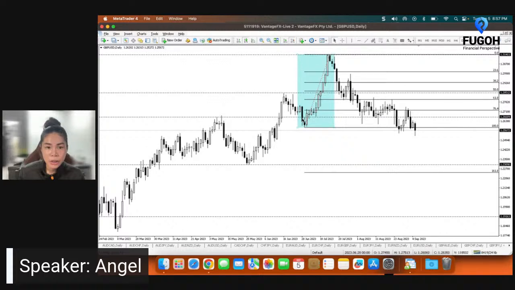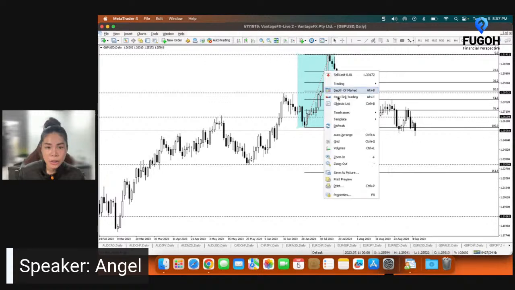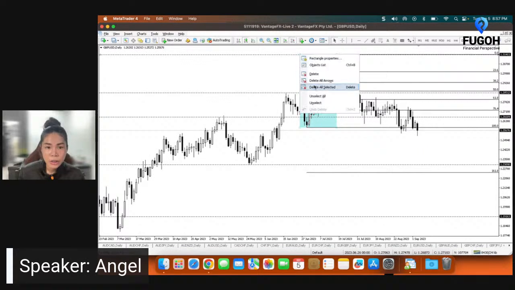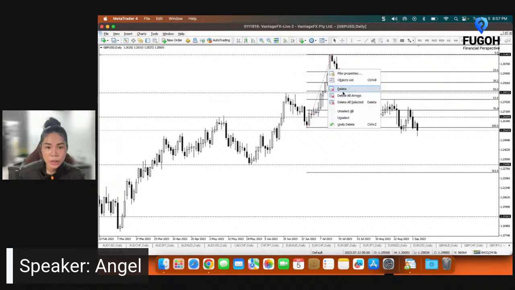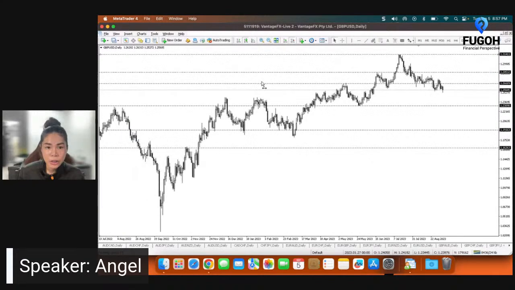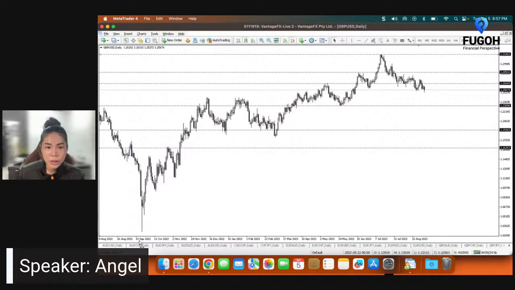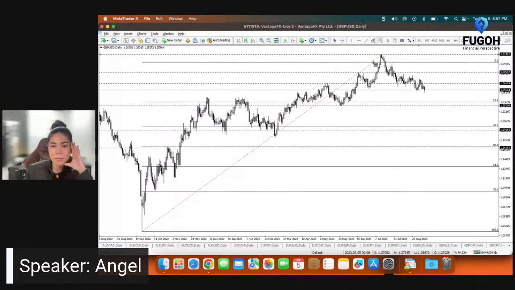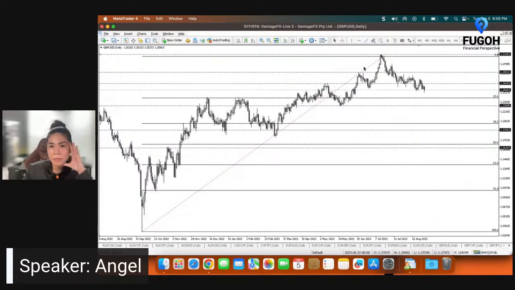If it went up there and fell just to the 50 level or even 61.8, that's still a correction, but this is not a correction. So I will forget about this Fibonacci and look for a bigger one, from here to here. Now it's above 23.6.